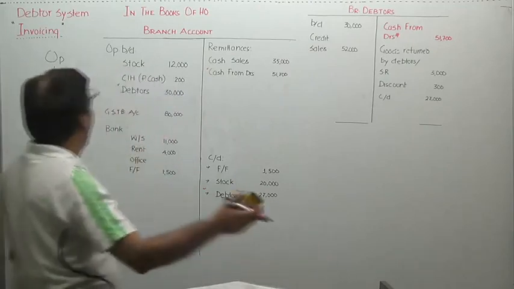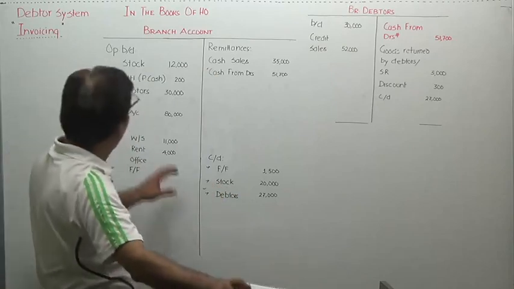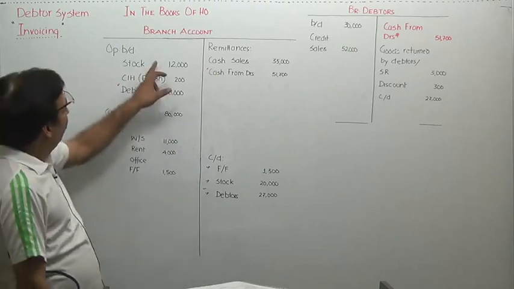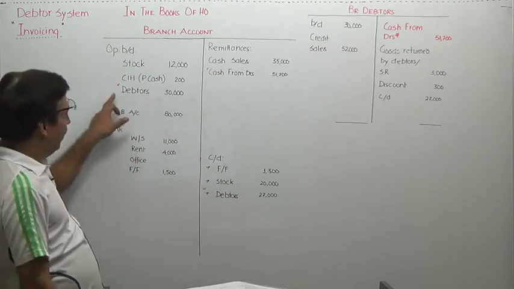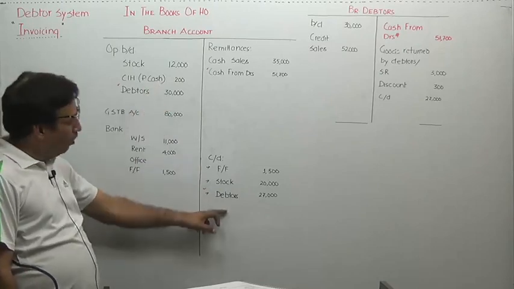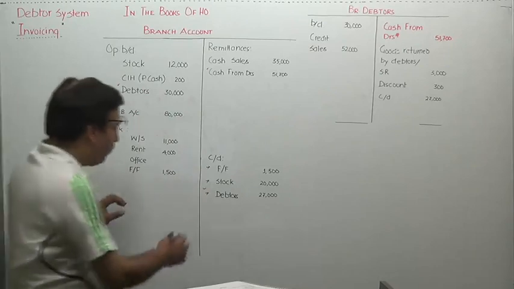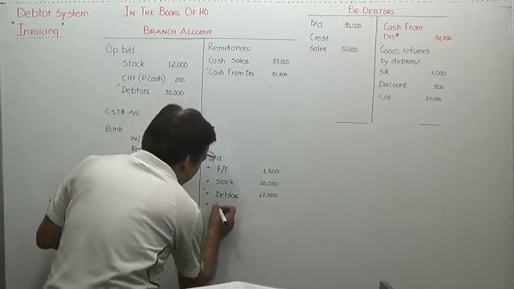Now, first of all, we will check whether every opening balance has a corresponding closing balance or not. Opening stock, there is a corresponding closing stock, fine. Debtors, there are closing debtors. But cash, there is no closing cash at this moment. So we must compute the closing cash. How will we do that?